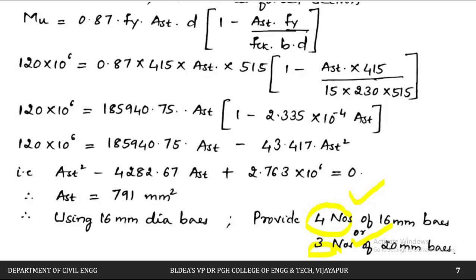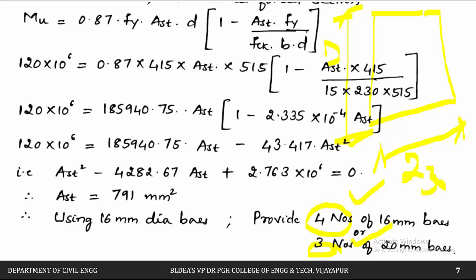So ultimately, what we have done is designed one rectangular beam of width 230 mm, overall depth capital D of 550 mm, and we have provided 4 bars of 16 mm dia at the bottom. This detailing has to be given to the site. As per this detailing, they are going to do the construction.